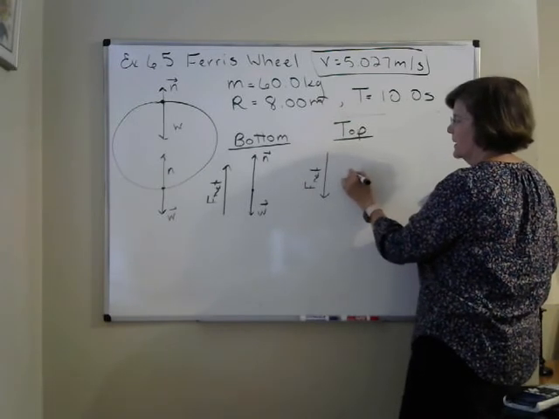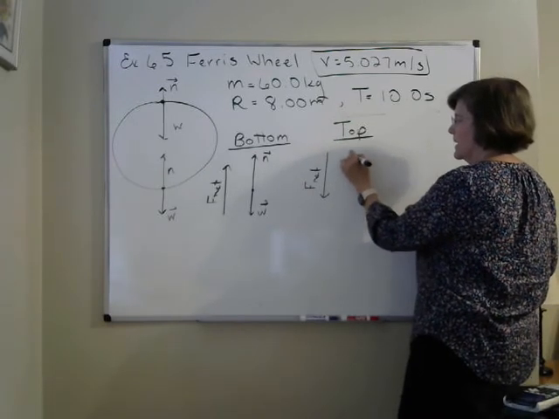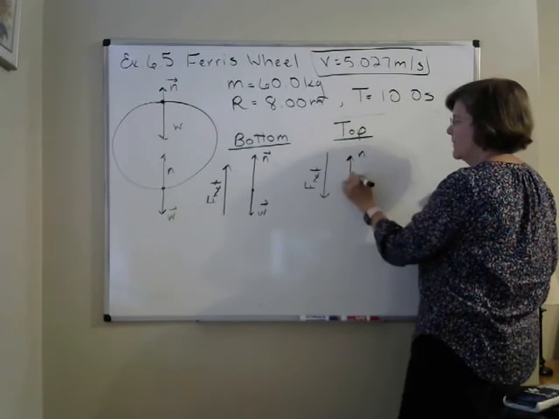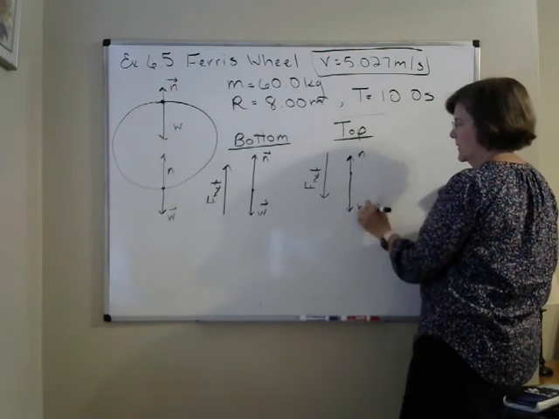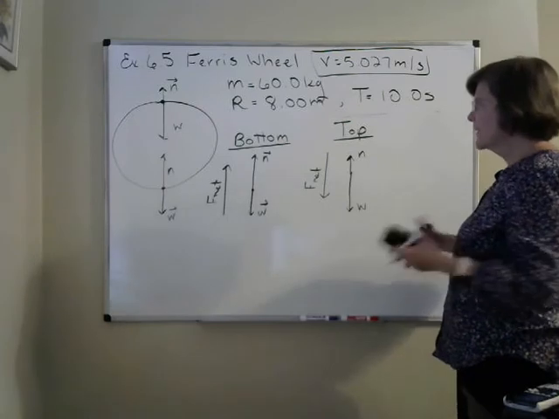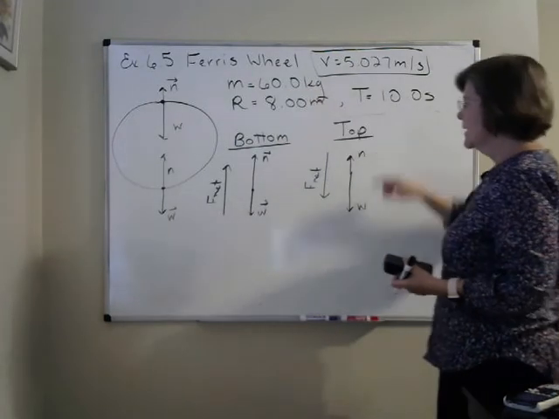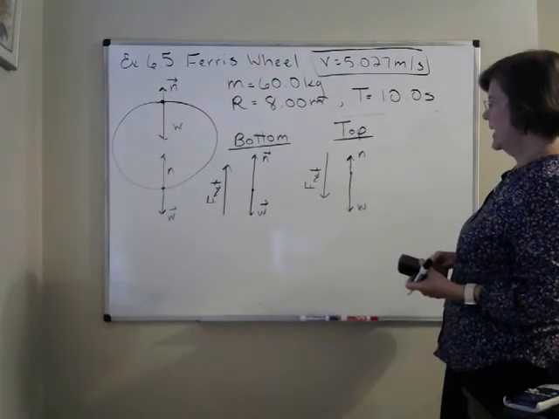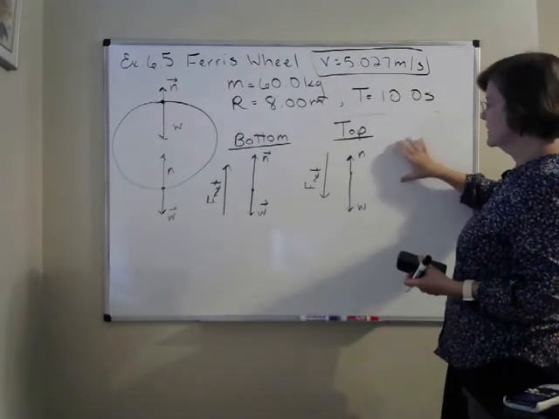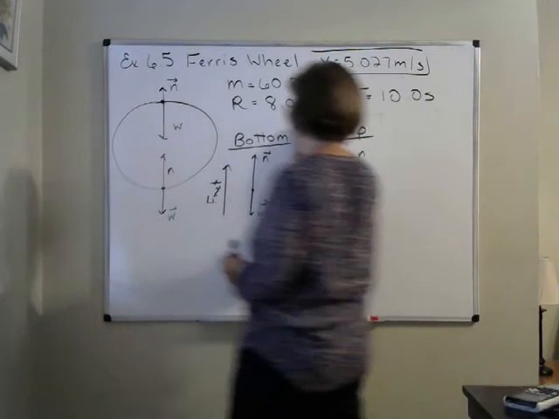The free body diagram still looks like this. I have a normal force, but I must have a much larger weight than the normal. So the weight of that person doesn't vary. The weight is always 60 times 9.8, but this normal force certainly can. So let's write an equation for it now.